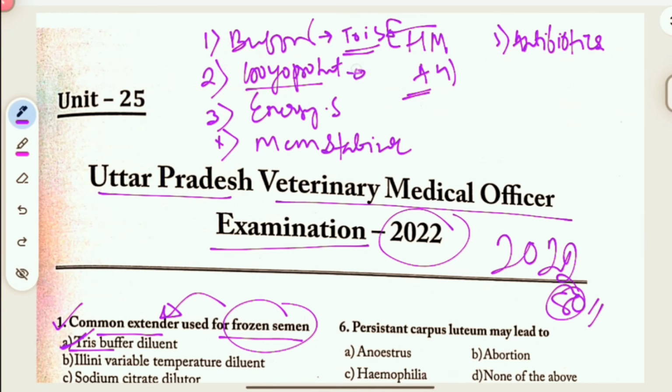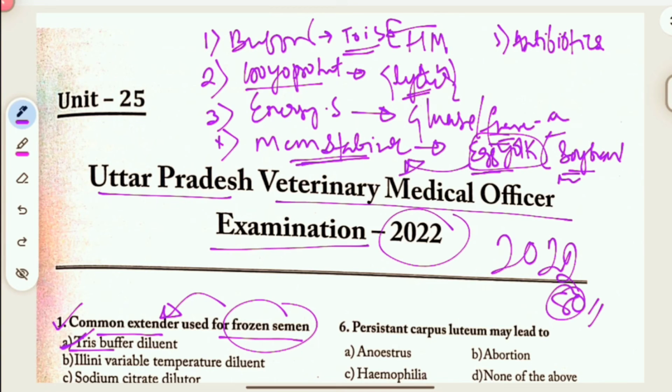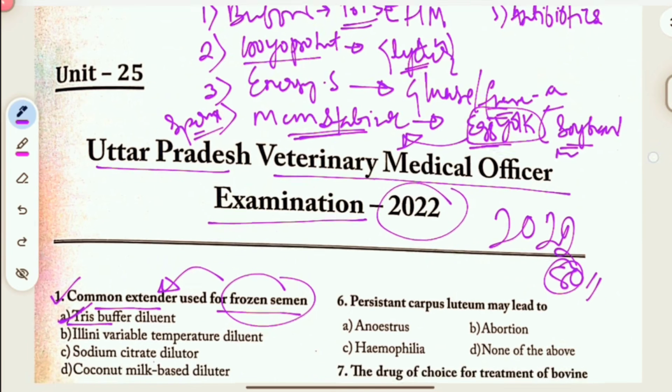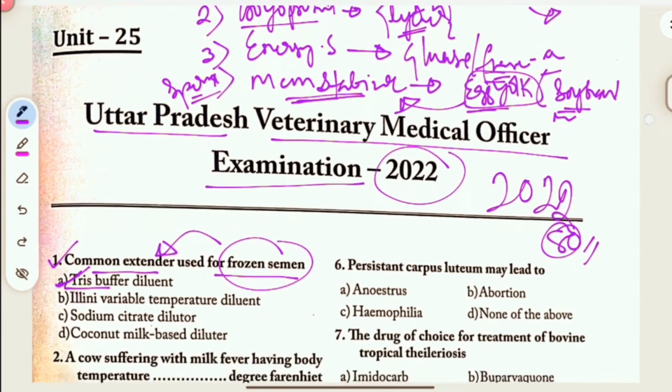Then as cryoprotectant, glycerol is commonly used. As a source of energy, glucose and fructose are often used. And membrane stabilizers such as egg yolk or sometimes soybean lecithin are also used. Actually this egg yolk will protect the plasma membrane of the sperm. Then in the end, antibiotics are used to counter unwanted bacterial growth in the extender. So this is the first question.